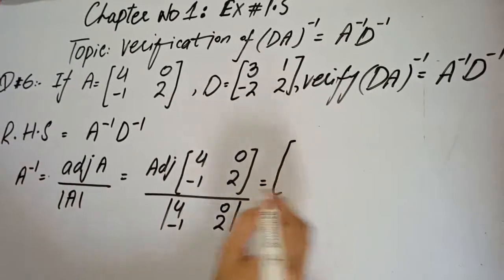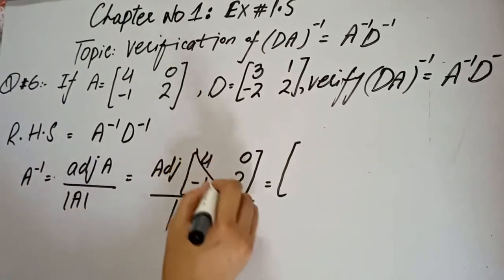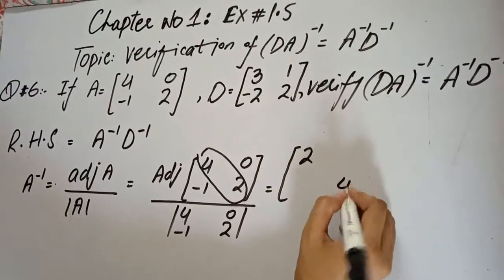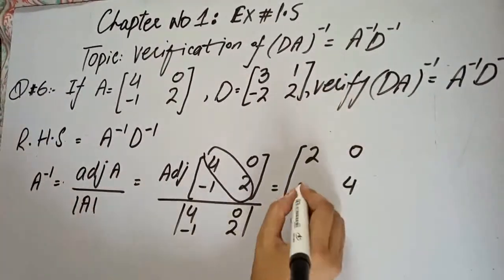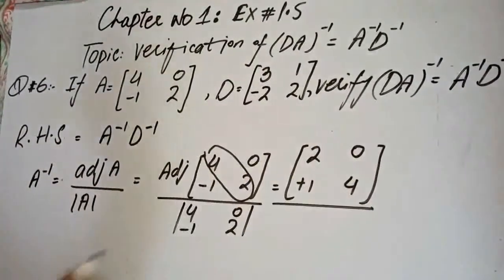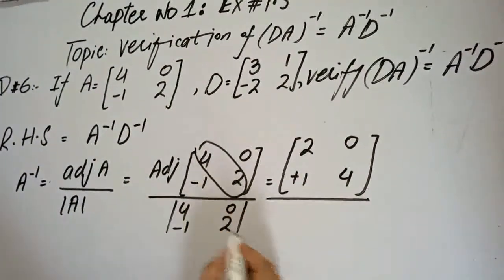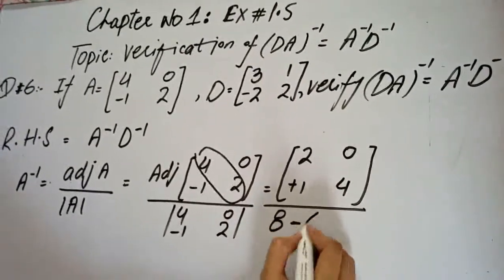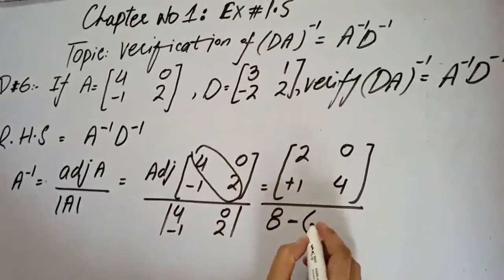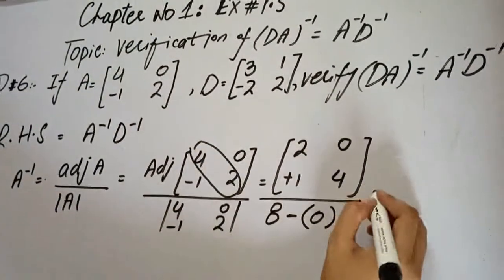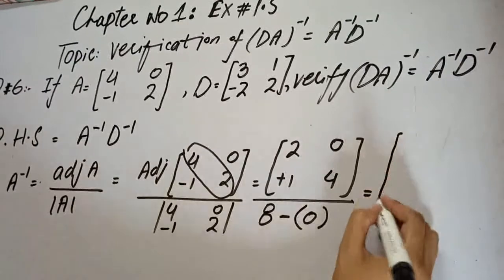Adjoint, how can we find it? We will interchange the diagonal entries and change the sign of the non-diagonal entries. 0 has no sign. So 4 times 2 is 8, minus 0 times 1 minus 1, that is equal to 0. So 8 minus 0 equals 8 here.